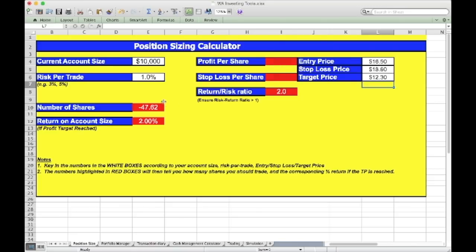And this time you can see that the number of shares is negative 47. So when you see a negative, that indicates a short position. You're selling 47 shares of JCPenney to take on this position.